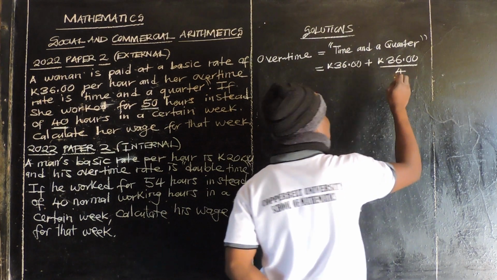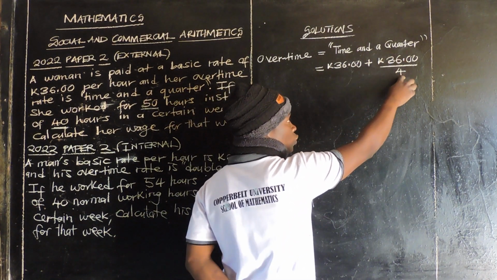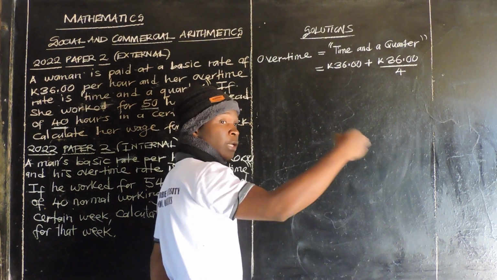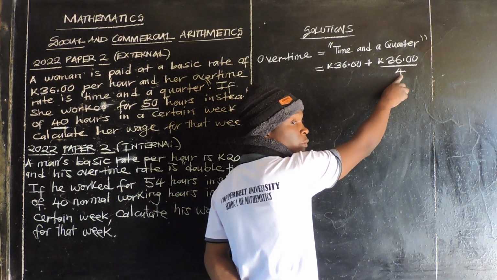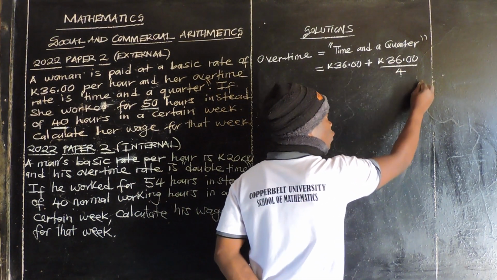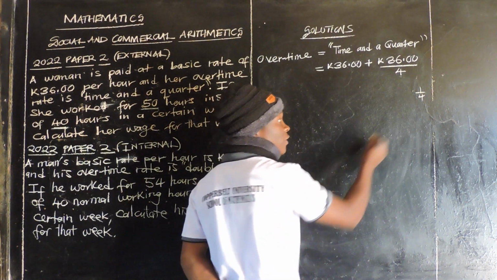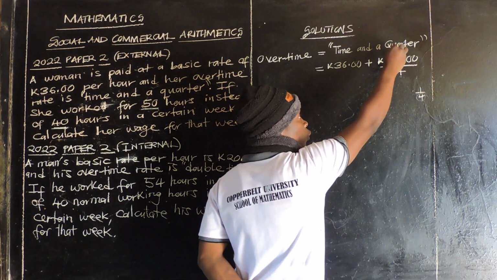divided by 4. But if they said time and a half, we could have said 36 divided by 2. Because for us to find half of 36, we just divide by 2. For us to find the quarter of 36, we divide by 4. Because a quarter is 1 over 4. So no wonder I'm dividing by 4, because they're saying quarter. But if it was the half, we could have divided by 2.